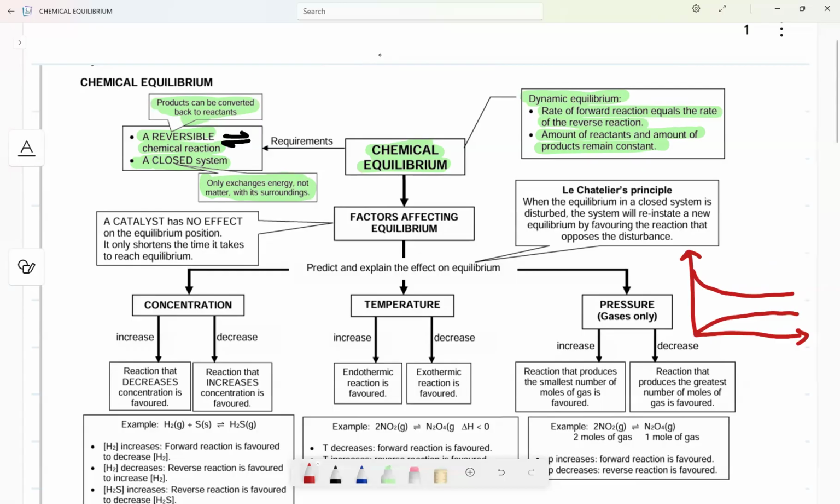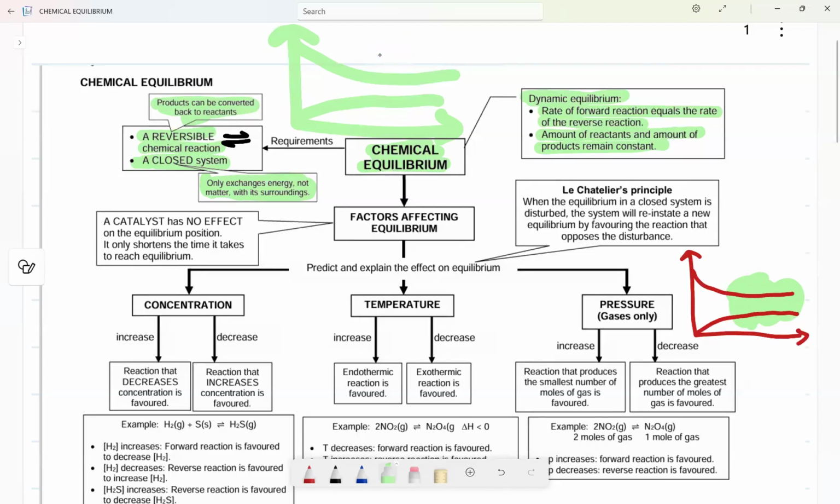Now, when that disturbance happens, the factors that affect equilibrium, there is what we call Le Chatelier's principle. Le Chatelier's principle is a principle we use to oppose the disturbance. Remember, you wouldn't be happy if you are settling with someone, you are relaxed, everything is fine, you are at equilibrium, chilling, but someone comes and disturbs you, right?